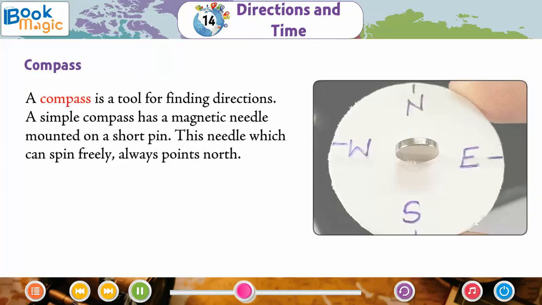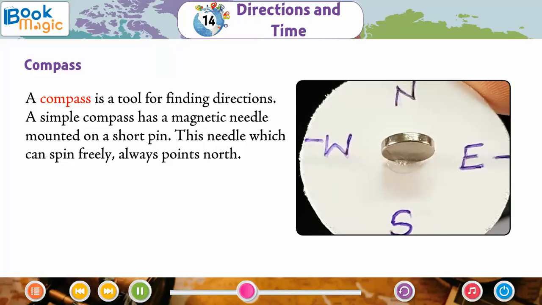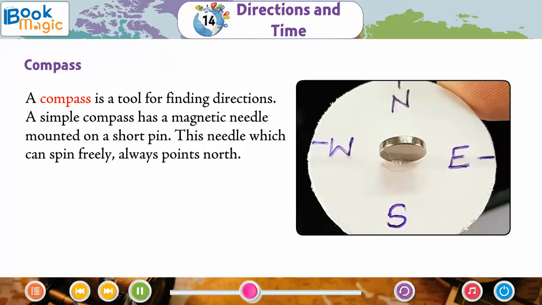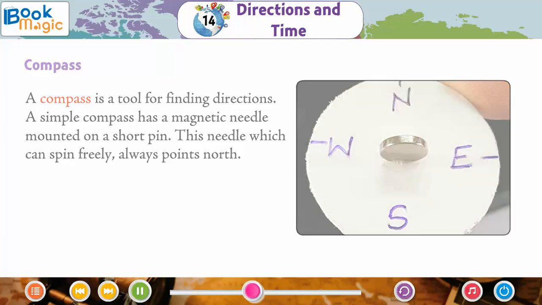Compass. A compass is a tool for finding directions. A simple compass has a magnetic needle mounted on a short pin. This needle, which can spin freely, always points north.